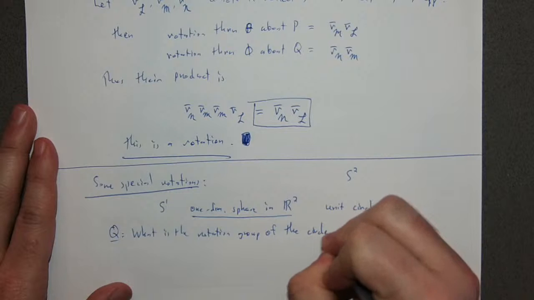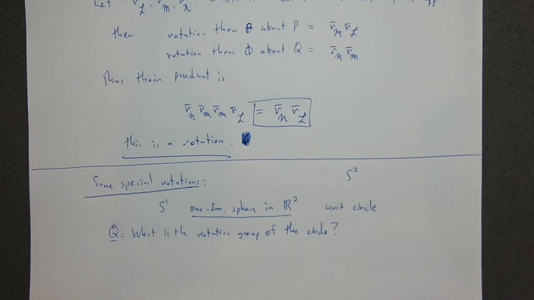So what's the rotation group of the circle? So this should be easier, right? Intuitively, this should be easier than thinking about the rotation group of the sphere, because the circle is an easier object. There's not nearly as much space. And so what is the rotation group of the circle?